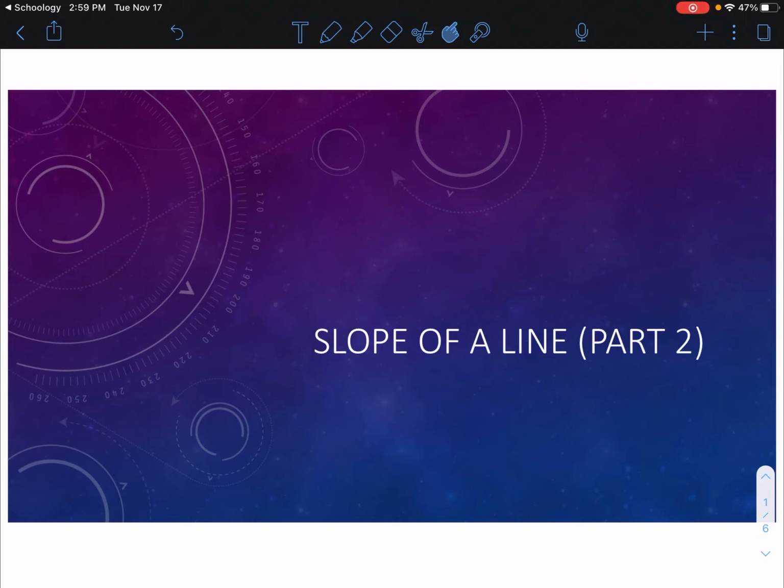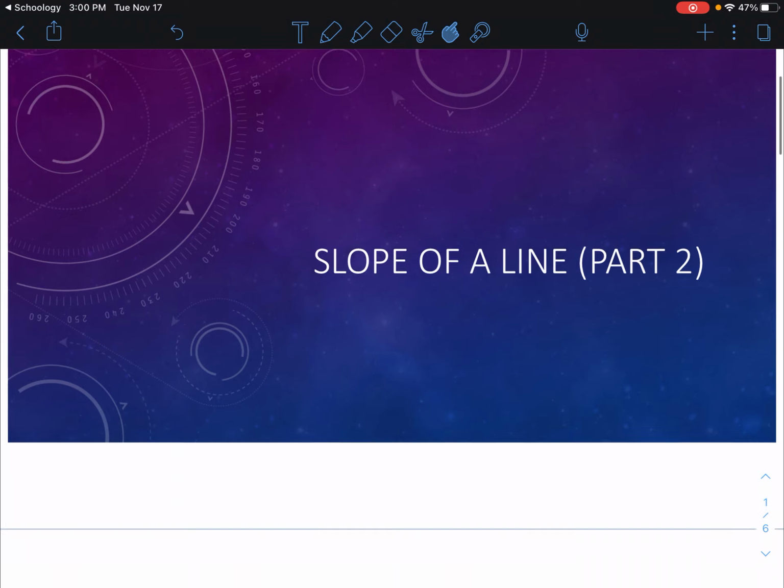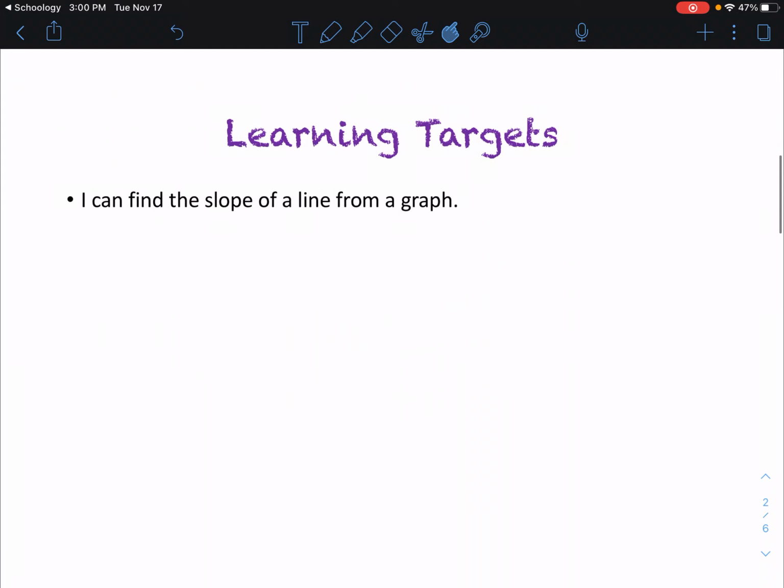All right, so now we're going to talk about slope of a line. This is part 2, and we learned a little bit about how that works. We're going to practice a little bit more, and then you'll have your first assignment on slope. So again, our learning target is to be able to find slope from a line.